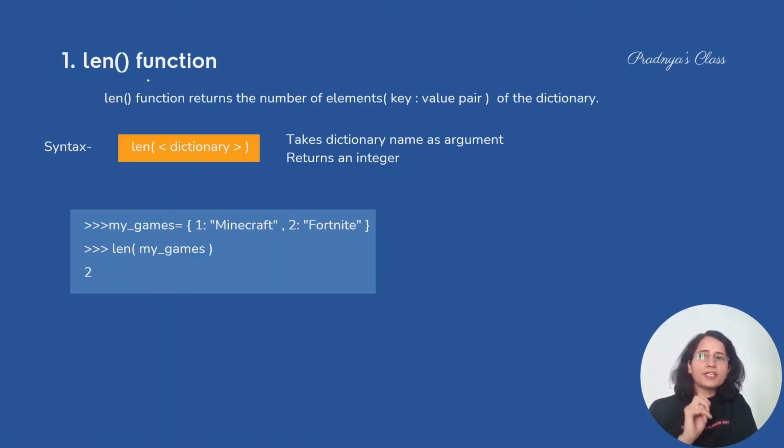The first function is the len function. This function we studied in the case of list and tuple also. It works in the same way for a dictionary. It returns the number of elements of the dictionary. As it is a function, we send the dictionary name as an argument to the len function. It returns an integer which is the count of the elements of the dictionary. Here is a dictionary having two elements in it. When we applied the len function on the dictionary, we got 2. So there are 2 elements in the dictionary.